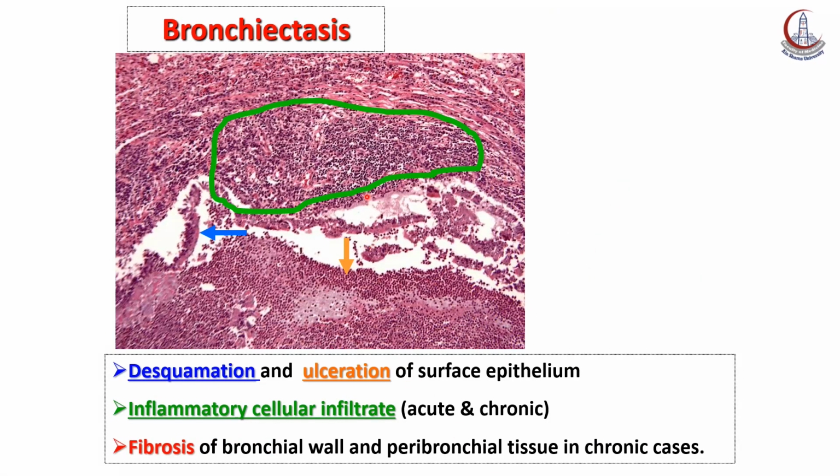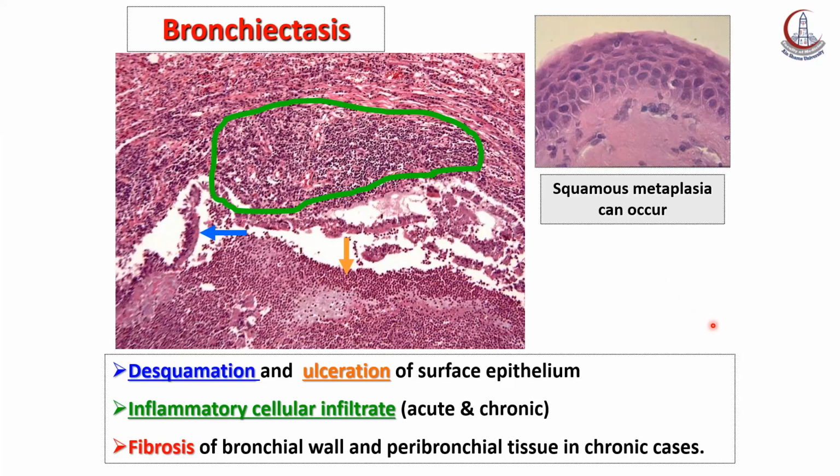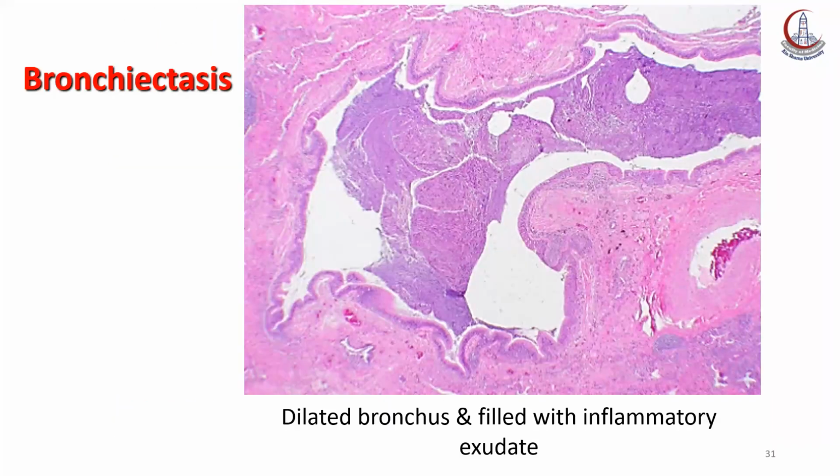Microscopic picture in case of bronchiectasis. This is the lumen filled with mucopurulent exudate with ulceration of the lining epithelium, and the underlying stroma shows areas of fibrosis. The lining epithelium can show squamous metaplasia.